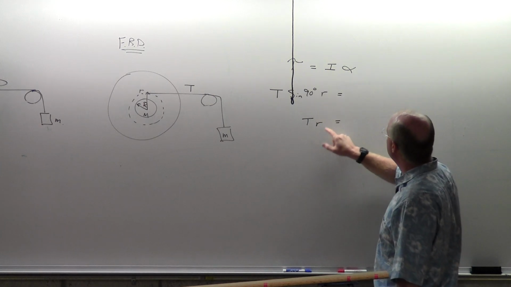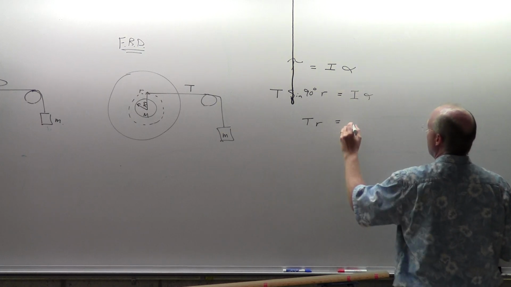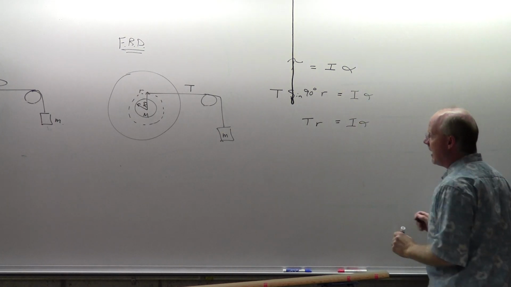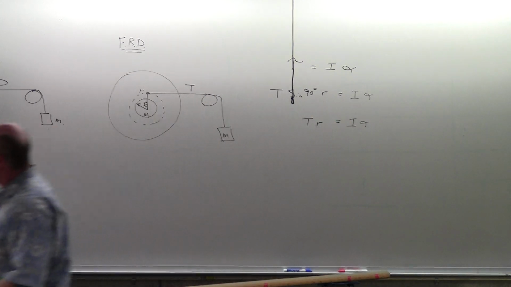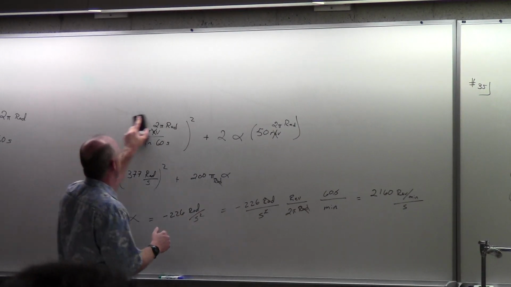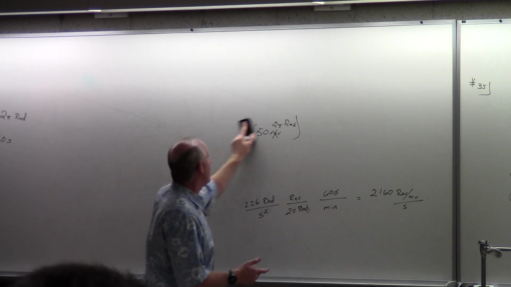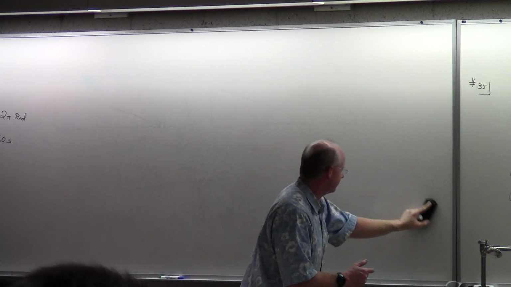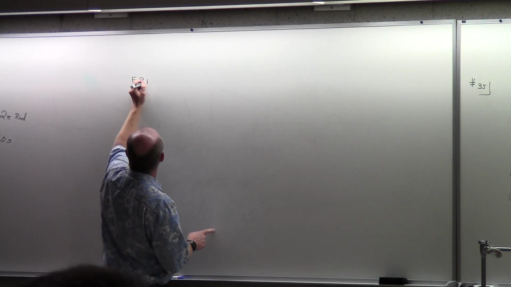But there would be the torque. There's my I, and there's my alpha. And I'll do nothing more with that quite yet. Let's do another free body diagram. And in a few minutes we can wrap this up. Let me go ahead and do the free body diagram of that little weight m going down. And so I will do another free body diagram.